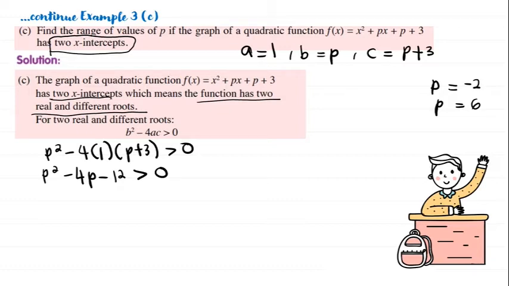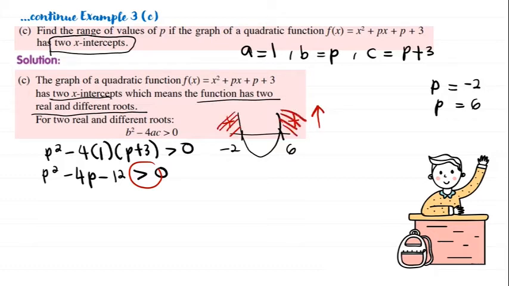Okay, so if you want to find the range of this quadratic function, you have to solve using graph. Okay, if you still remember in 3.1, if you want to solve quadratic inequality using the graph method, you have to draw the graph. Let's say p squared means that it is a smiley graph. Okay, smiley graph. So the intersections here are -2 and 6. Since the inequality sign is more than 0, it means that you have to take the above part, which is here.